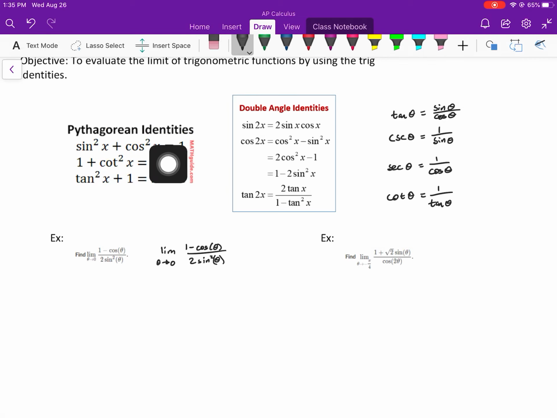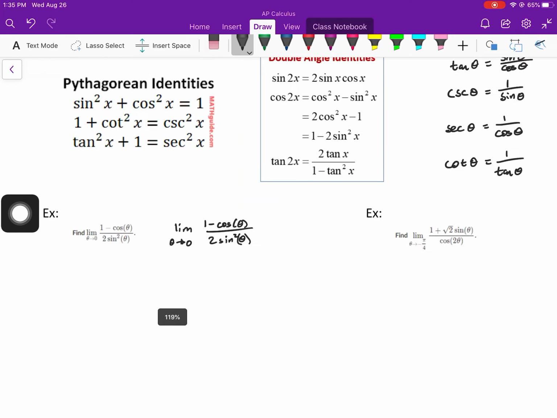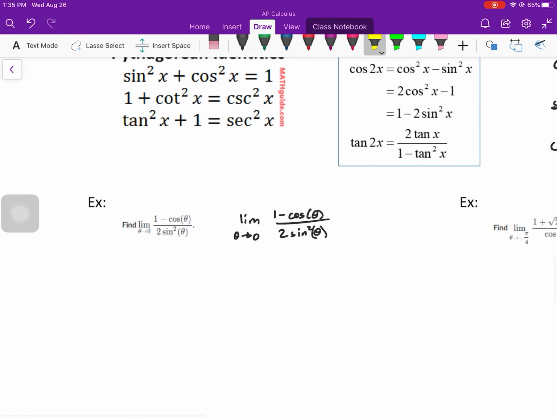And so Pythagorean identities, this is one of the main ones that we'll be using. Whenever you see sine squared, cosine squared, when a trig function is squared, probably going to end up with the Pythagorean identities. Double angle identities, that's when you see a 2x or like a 2 theta on the inside, then we're going to be using double angle identities. If you look right here, you see cosine of 2 theta, probably going to be using one of these double angle identities. Then last you have tangent is sine over cosine, cosecant is 1 over sine. You should remember those, should be pretty simple.